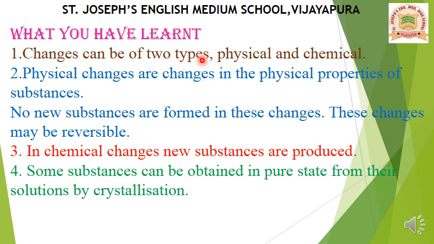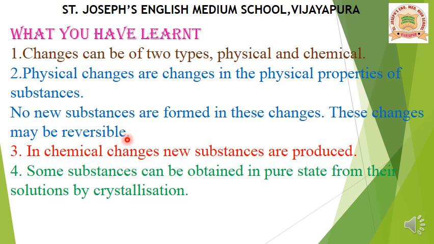In this lesson, let us discuss the points we have discussed till now. Change can be of two types: physical change or chemical change. Physical changes are changes in the physical properties of a substance. If there is a change in the physical property of the substance, then it is an example of physical change. No new substances are formed in these changes. These changes may be reversible.